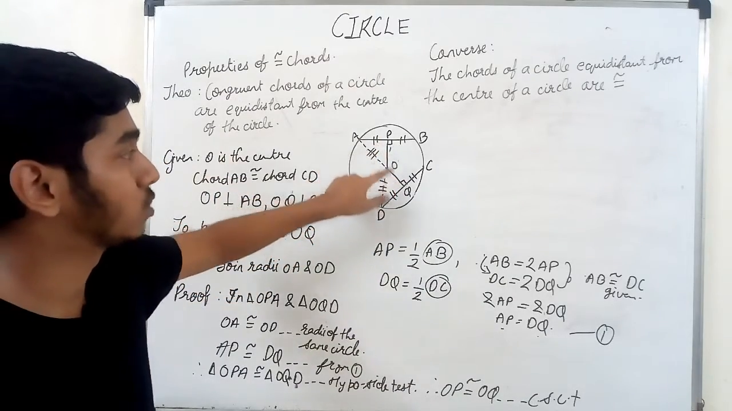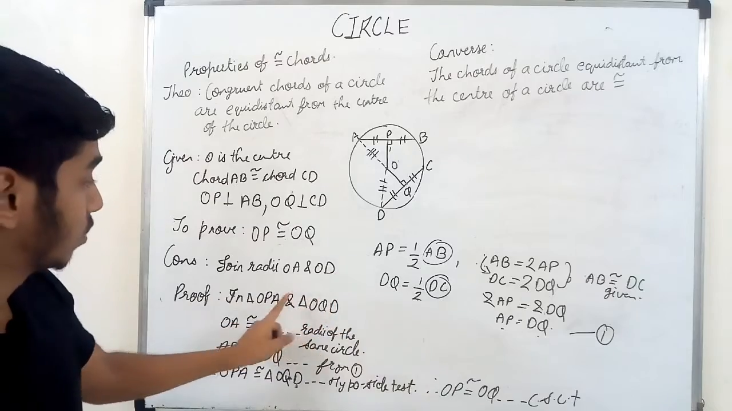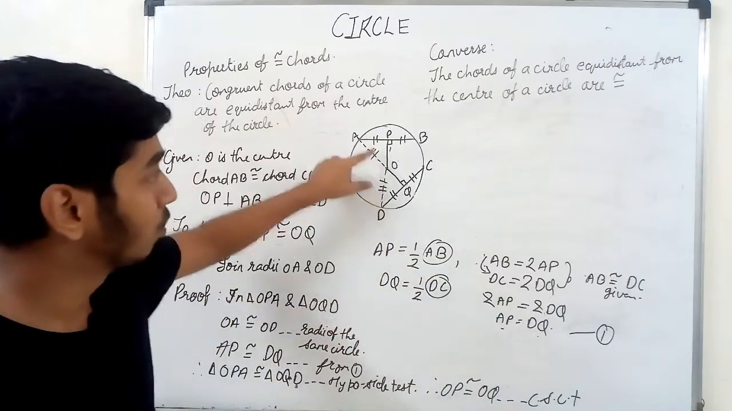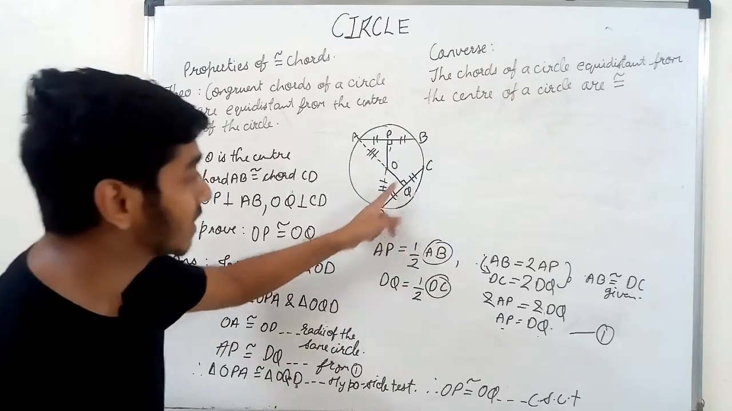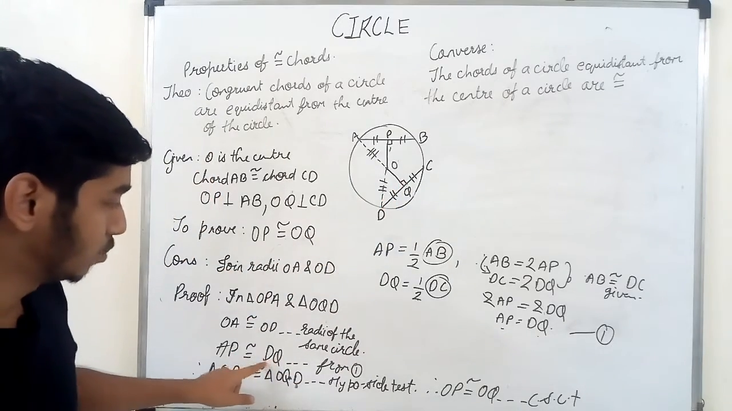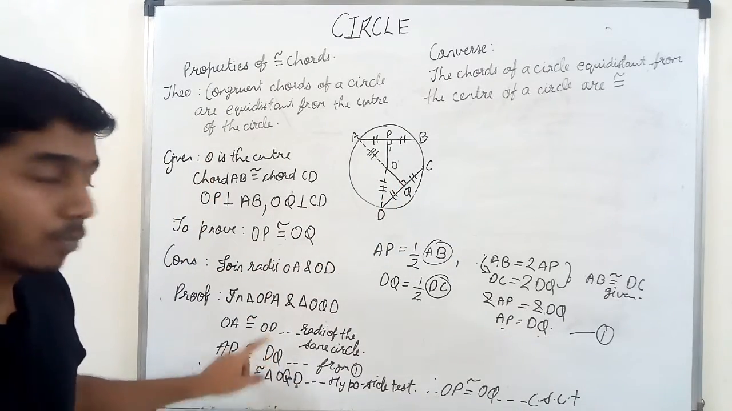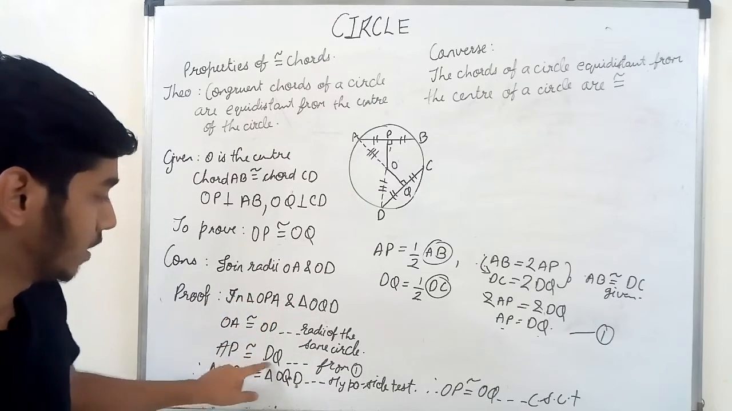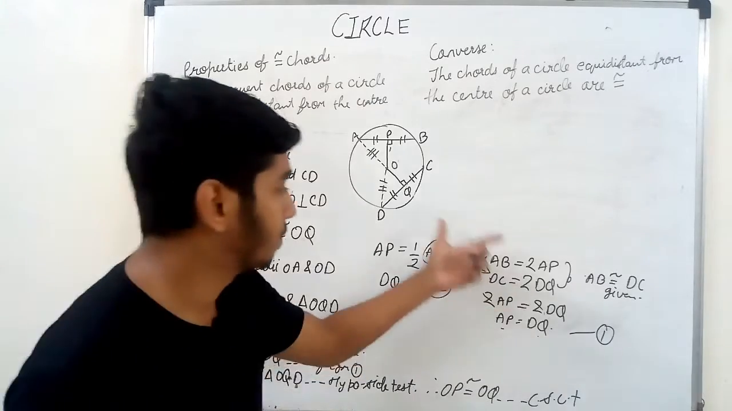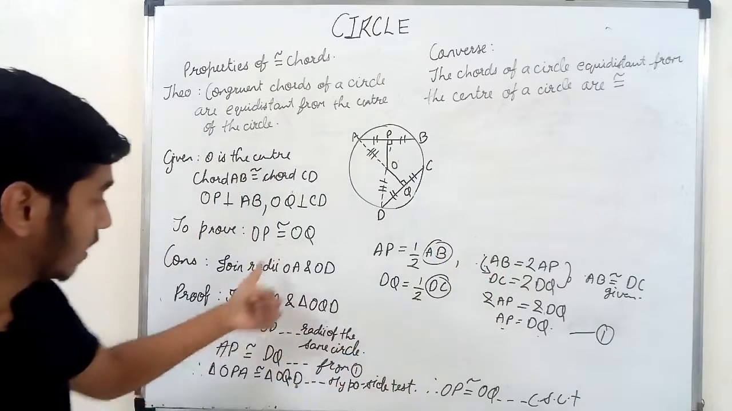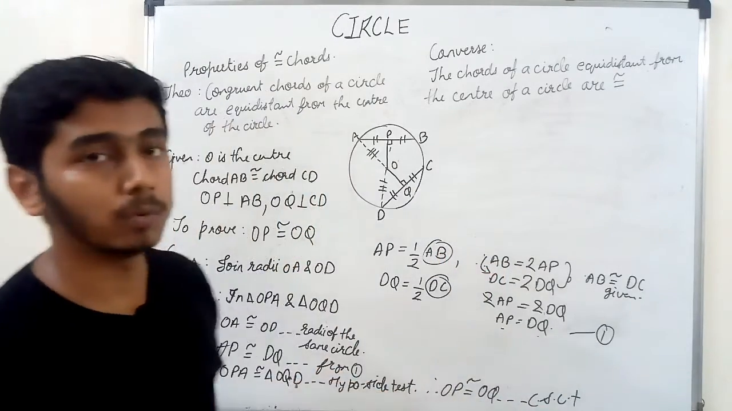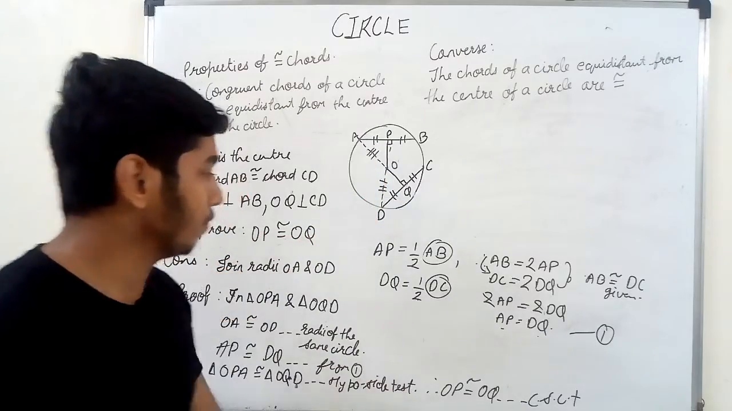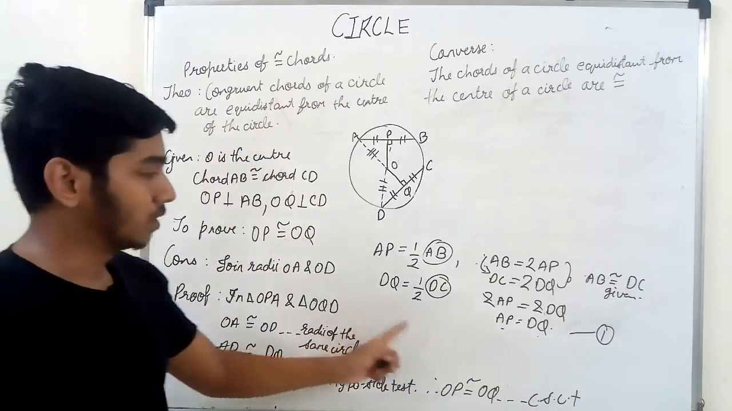We proved these two triangles to be congruent. Before proving the two triangles to be congruent, we proved that this AP is congruent to DQ, so that we get one of the sides to be congruent, which will be used in proving the two triangles to be congruent. So we do this part before, and then we do this part, and by CSCT we prove that OP is congruent to OQ. Okay, so here's this proof.